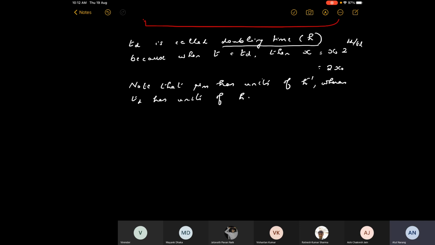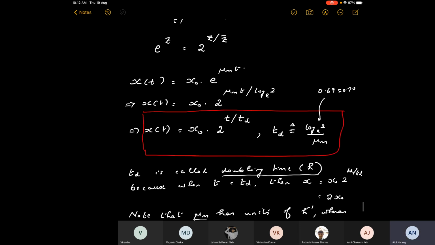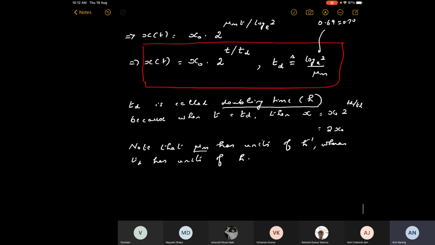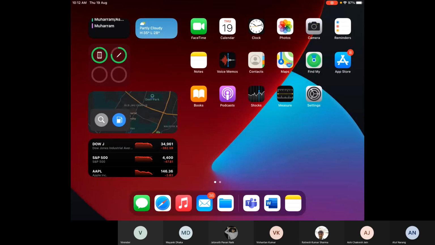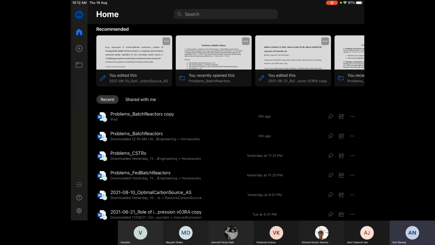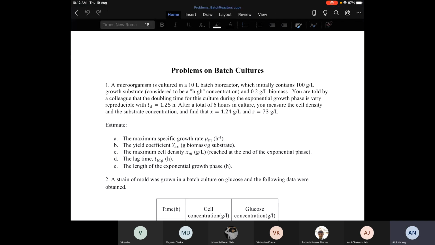So I just wanted to point that out. In the engineering literature, they just keep using mu m, mu m, mu m. But the moment you go to the biological literature, they use the quantity doubling time. So if that part is clear, I'd like to go now to a numerical problem, which I will now share with you.